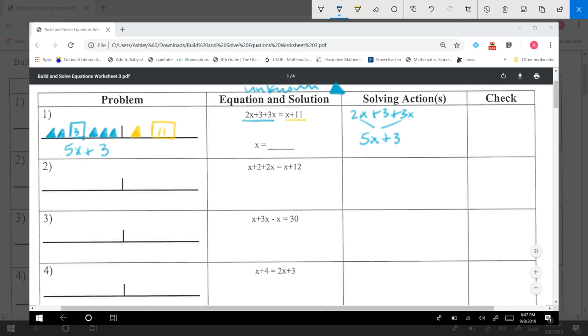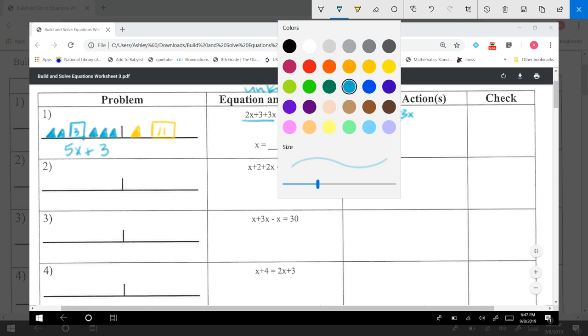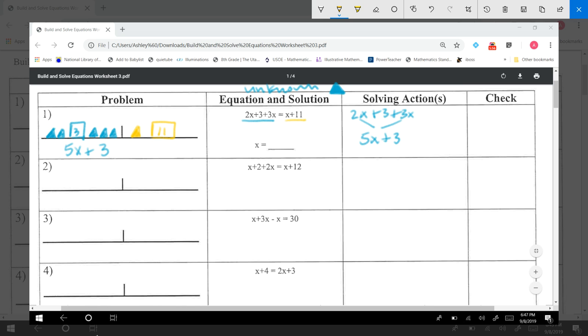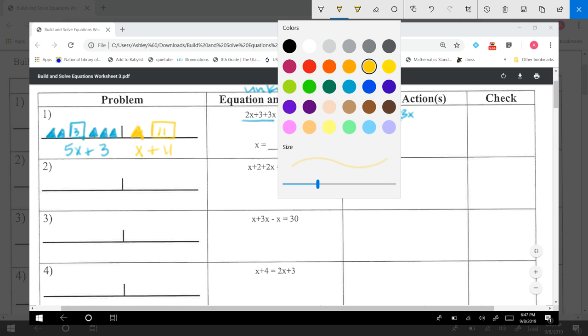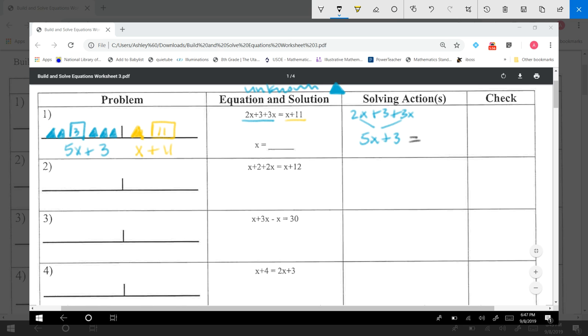Okay? And then you can also see visually why we cannot combine the terms of x and 11. So these are not like terms, and you can see in the picture, you can't really combine a triangle that you don't know how much worth it is plus 11 because you can't physically add it together. So this still remains something we don't know plus 11. Okay? So we have 5x plus 3 so far equals x plus 11. So we still need to continue solving and figuring out what x is, but I'm going to show you how you can do some of the solving actions with the picture over here.